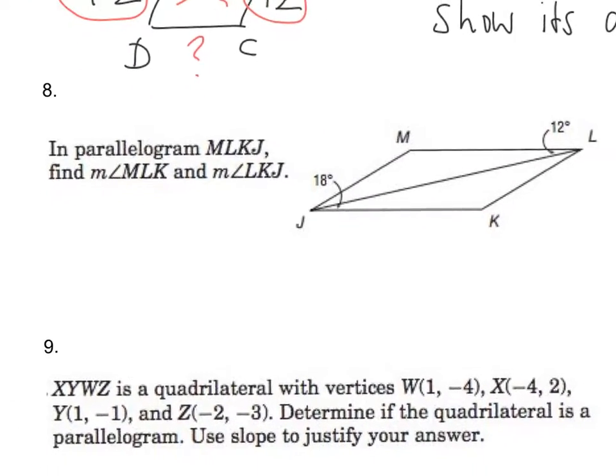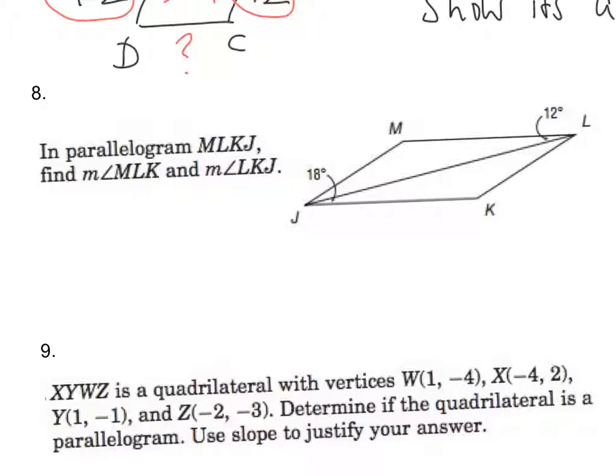Alright, so let's look at this diagram where we have a parallelogram, MLKJ. Find MLK and LKJ. So MLK would be this entire angle here, and LKJ would be this angle here. And we know this angle here is 12, and we know this bottom angle here is 18. So what it's pointing to is saying that this little angle here is 12 and this little angle here is 18.